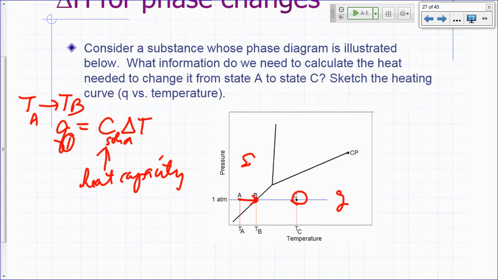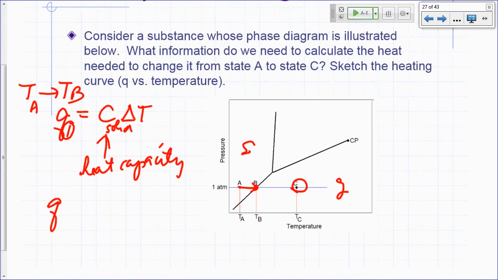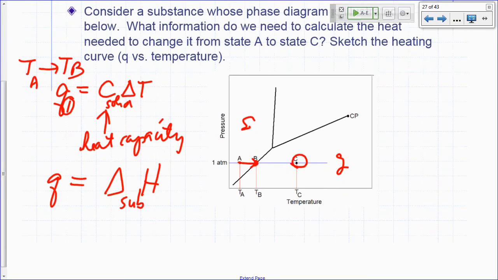At point B, what happens to it? Q for the second leg, the second step in your process, would be what? Changing from a solid to a gas, what's your Q there? What information do you need to look up? You need to look up the delta H of sublimation. Delta H sublimation might be given to you on a per mole or per gram basis, so you have to multiply it by the actual number of moles or amount in grams. So that's the second step.